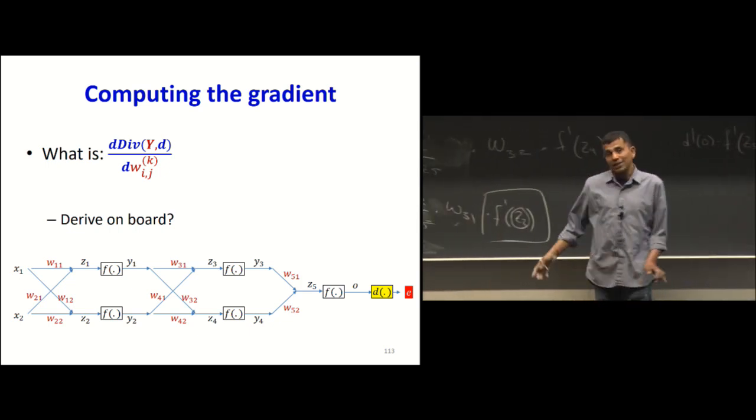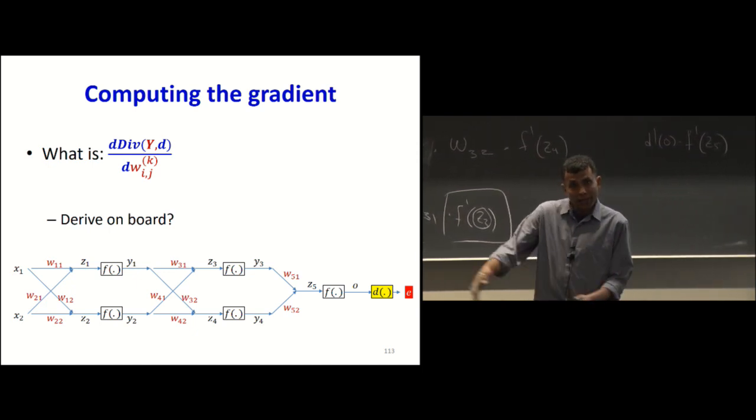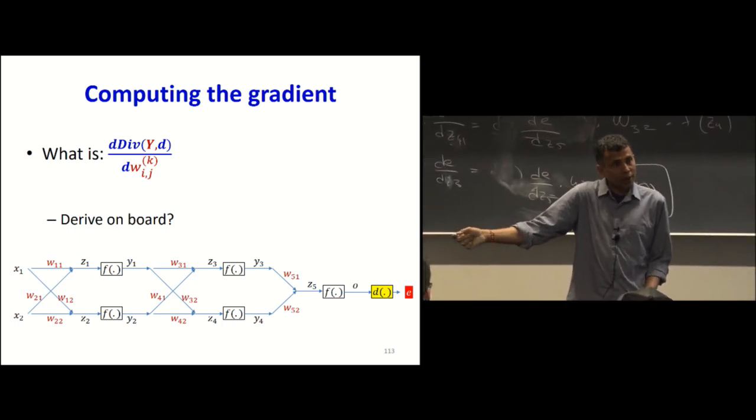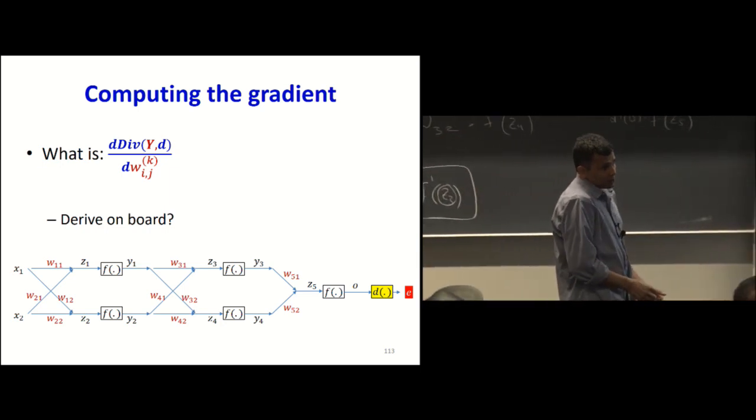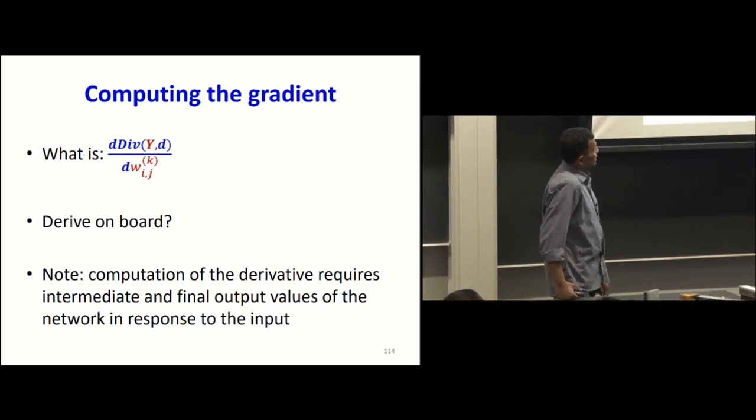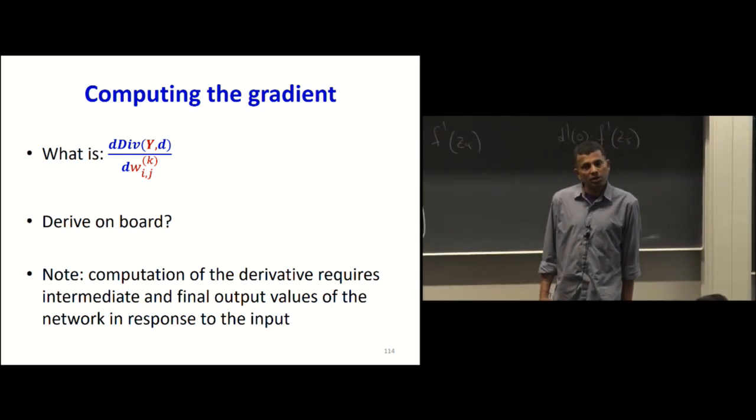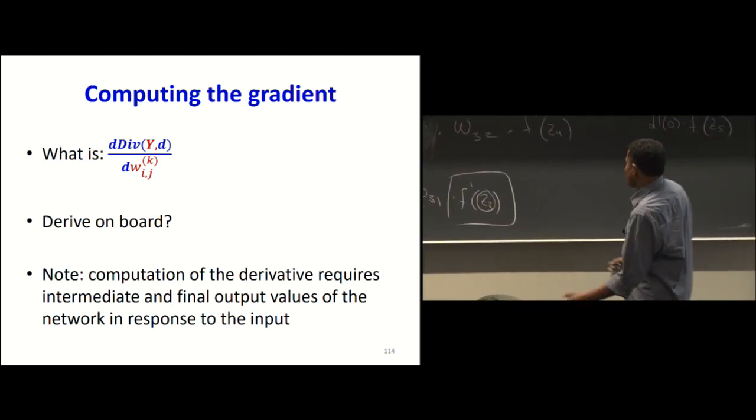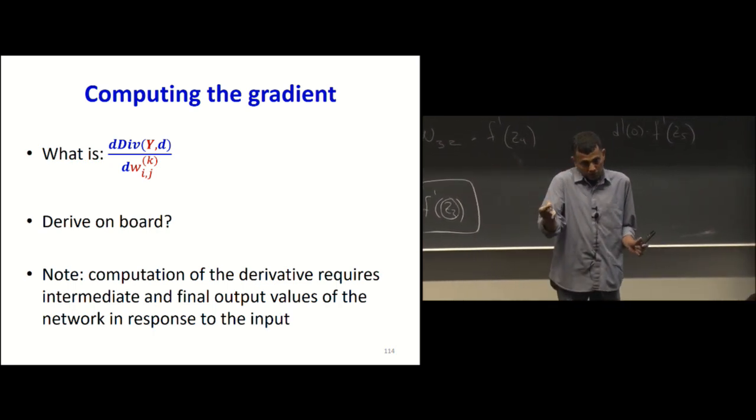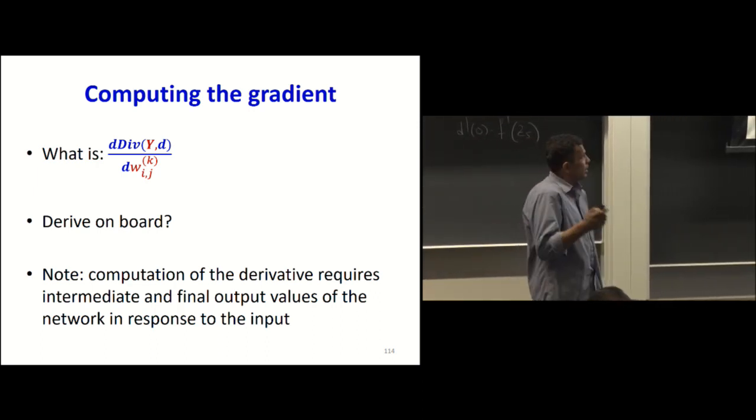Which means that the first thing I must do when I begin trying to compute the derivative is to compute all the intermediate values going forward and the output, because only when I know the output do I know the error, and only then can I go back and compute my derivatives, right? So that's what you will do. The computation of the derivative requires intermediate and final output values of the network in response to the input. If you don't have these, then these terms, this f prime, which were intermediate derivatives along the chains of influence, cannot be computed. And so we begin this way.